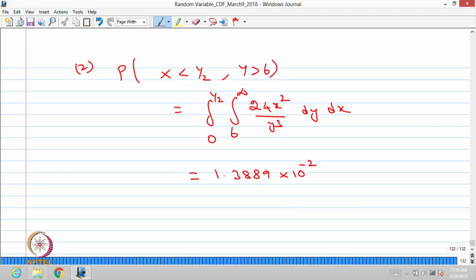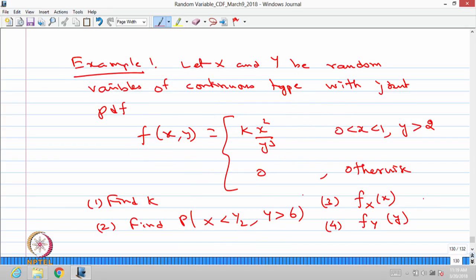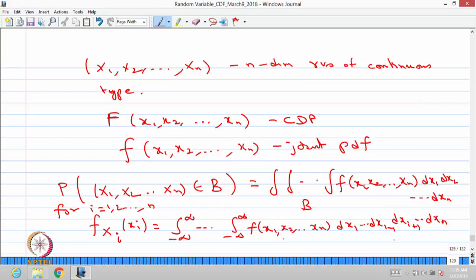I am using the concept that the probability of an n-dimensional random variable belonging to the Borel set is nothing but the integration of the joint density over the Borel set. The same concept is used to compute the probability of x less than 1 by 2 and y greater than 6. The same way I am going to use finding out the marginal distribution from the joint distribution for the next question.